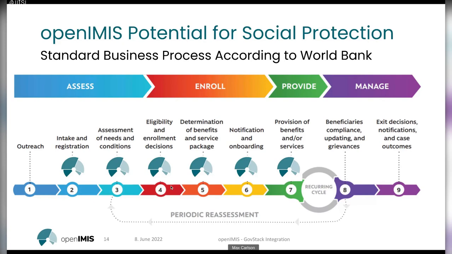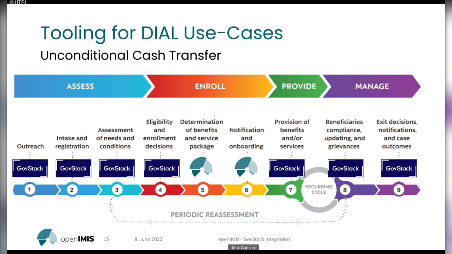This diagram here is based on the World Bank's official recommendation for how you do this sort of processing. Once the benefits are determined, we onboard a beneficiary or one or more beneficiaries, right? And that's provisioning. Whenever there are payments, the idea is that payments and notifications would be sent out via GovStack building blocks, similar to what you're doing. And here's a picture of this, right? These first four steps would be handled by GovStack. The determination of benefits and the service package would be handled by openIMIS.